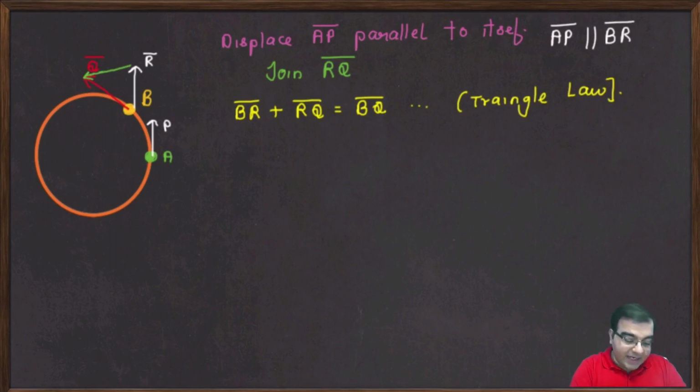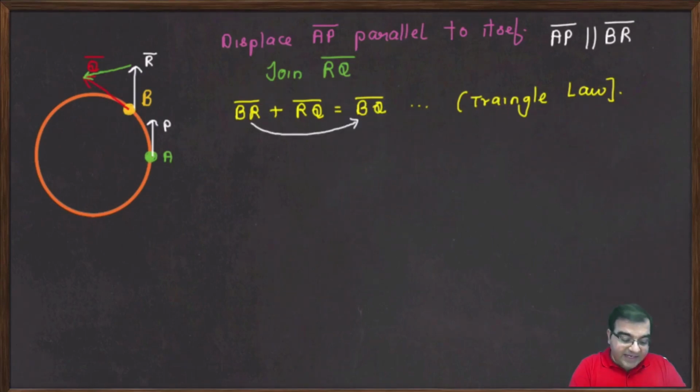So therefore, by triangle law, I can say BR bar plus RQ bar is equal to your resultant. Your resultant here is BQ bar. So again, I repeat, this is tail head and tail head. These are the two vectors, and I am finding the resultant by joining the tail of the first vector with the head of the second vector. So I get BR bar plus RQ bar is equal to BQ bar, which is your triangle law.